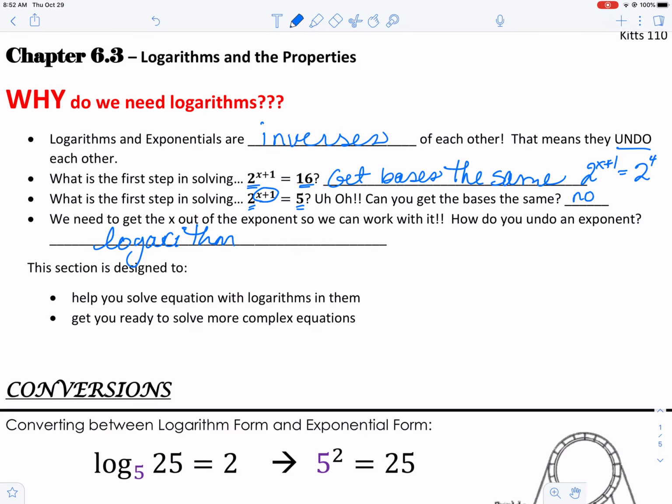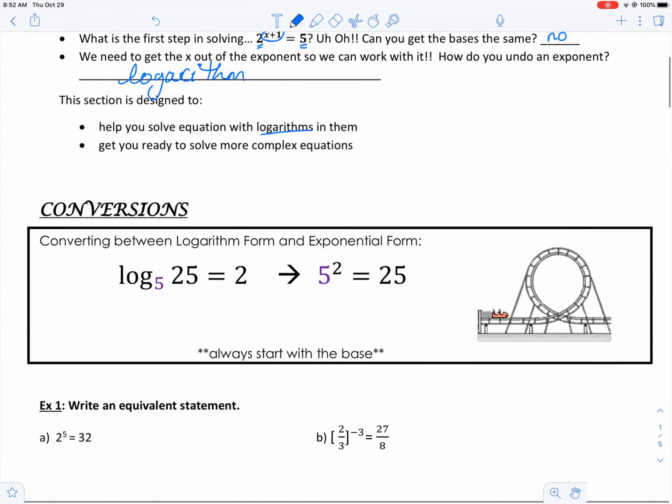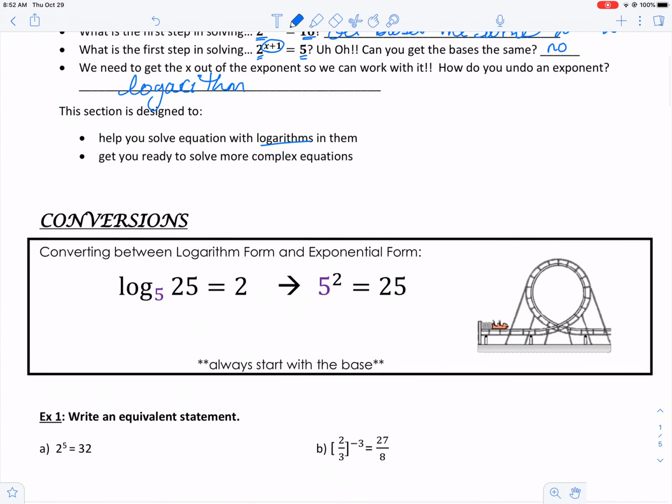So this section is designed to help you solve equations that have logs in them, but also it's going to help you solve really complex equations where you have the x in the exponent, but you cannot get the bases the same. Okay, so first let me show you the key. We're going to do some riding the roller coaster, okay? You need to be able to go from logs to exponential form and back. You need to be able to go back and forth.